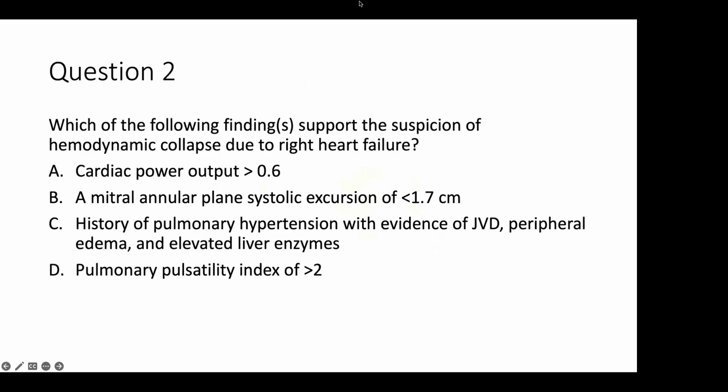So question 2, which of the following findings support the suspicion of hemodynamic collapse due to right heart failure? A, the cardiac power output of greater than 0.6. B, a mitral annular plane systolic excursion of less than 1.7 centimeters. C, history of pulmonary hypertension with evidence of JVD, peripheral edema, and elevated liver enzymes. Or D, pulmonary pulsatility index of greater than 2.